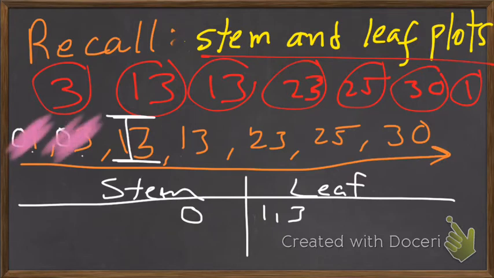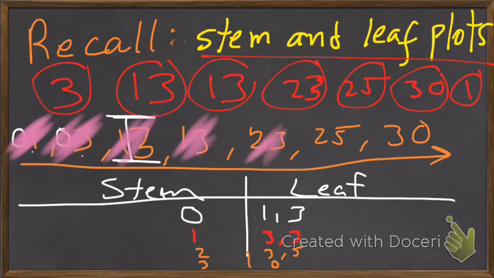We then have 13 and 13. So 1, 3, and 3, because we have two 13s. That takes care of that and that. The next set would be 23. There's also 25. 3 and 5. And then the 30 is going to be last. Tight squeeze, but we should be able to see it. Extend that line there. So that's all of our numbers on the stem and leaf plot.